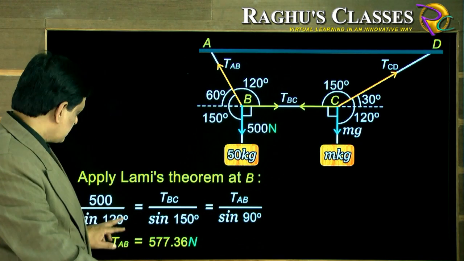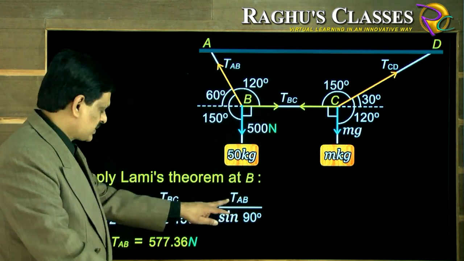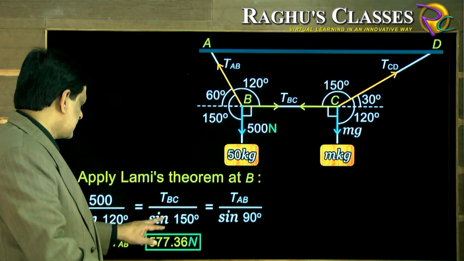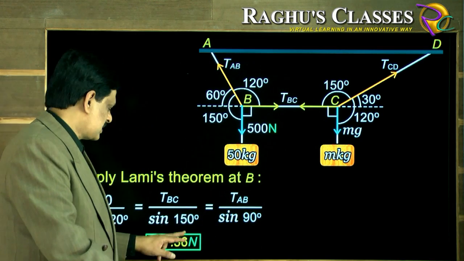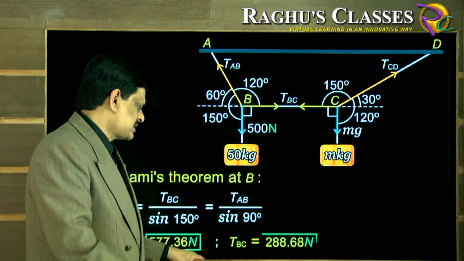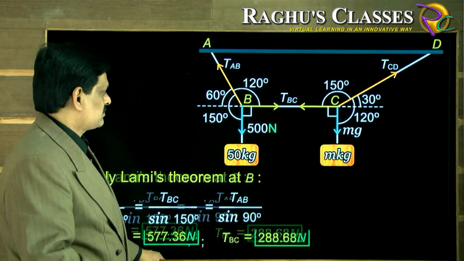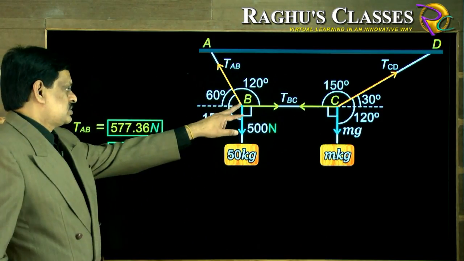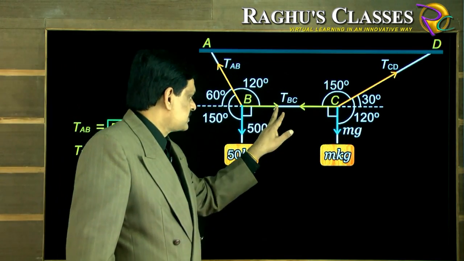You can simplify yourself. The denominator is known, only the numerator is unknown. So we can equate these to get this, and then, because we know TAB also, equate this and this to get TBC. So we got TBC as 288.68 Newton approximately. So this is applying Lami's theorem at the first junction. In doing this junction, we found the value of TBC. Now the same TBC acts here.